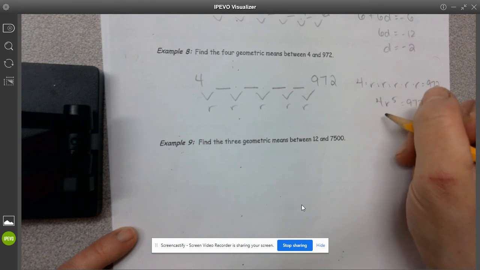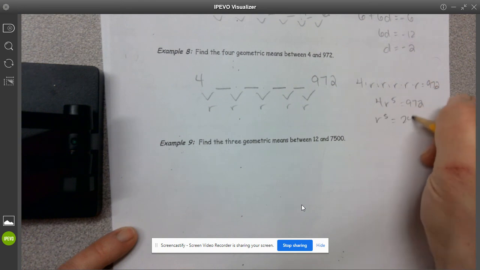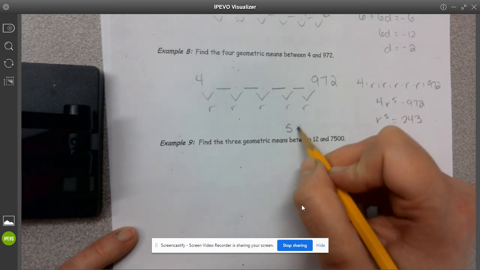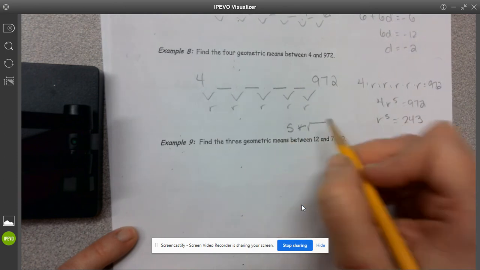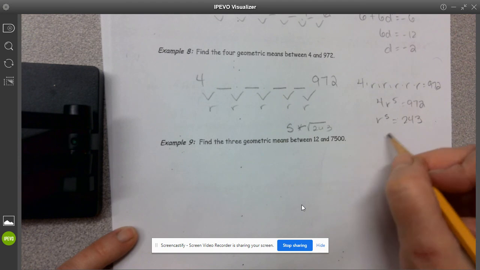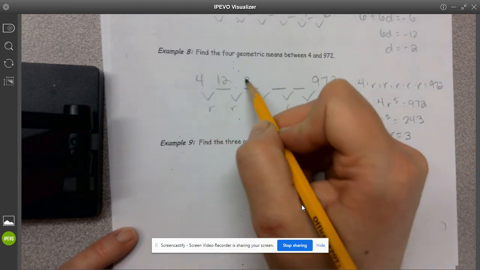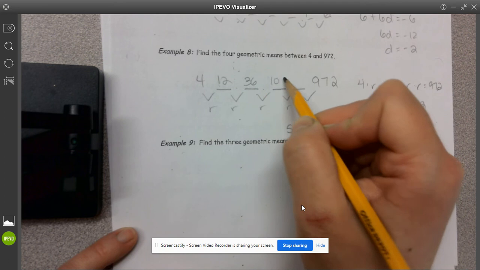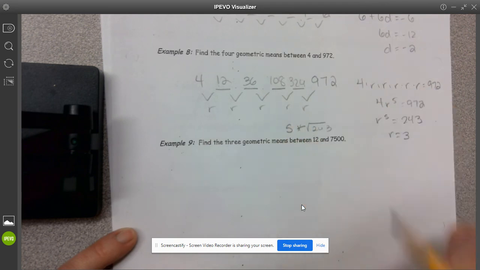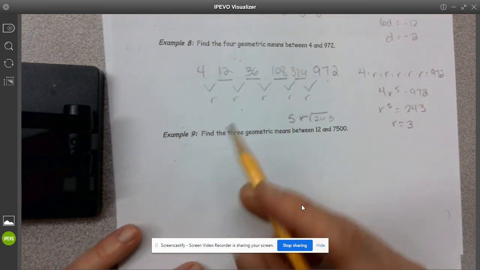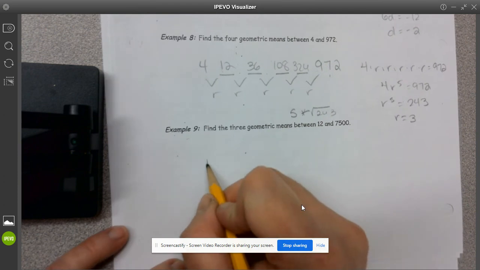If I divide both sides by 4, and in my calculator type 5 math button asterisk 243, I will get R is 3. That means if I multiply this by 3, it'll be 12, and then 36, and then 108, and then 324. And does 324 times 3 give me 972? It does. Okay, I want you to try the last one on your own.